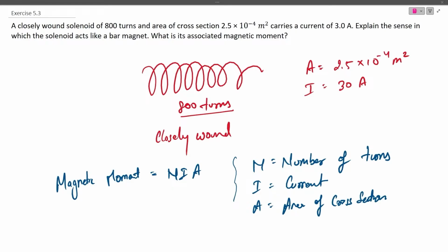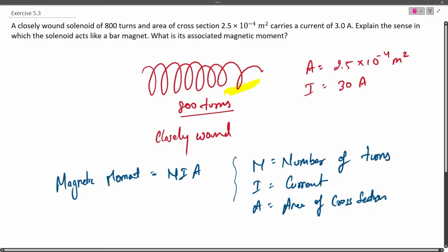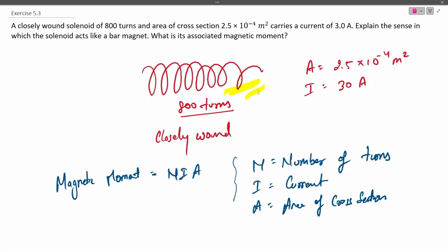Now let's first understand what a solenoid is. A solenoid is a coil of wire designed to create a magnetic field when an electric current passes through it. The magnetic field inside the solenoid is uniform and resembles the field of a bar magnet. The resemblance occurs due to the alignment of magnetic field lines creating clear north and south poles. Now how does the solenoid mimic a bar magnet?